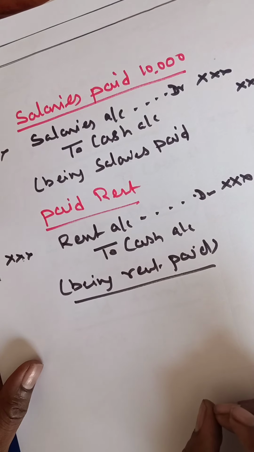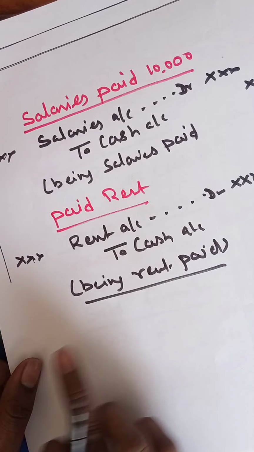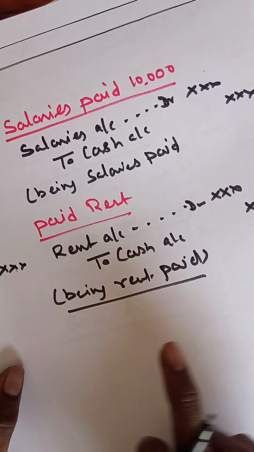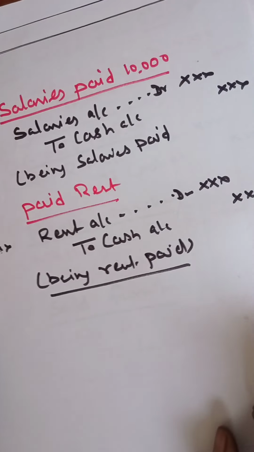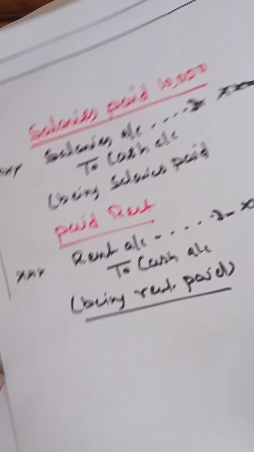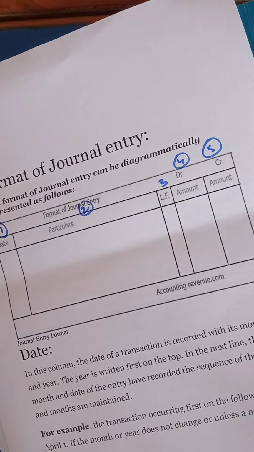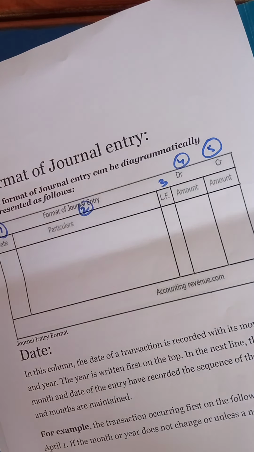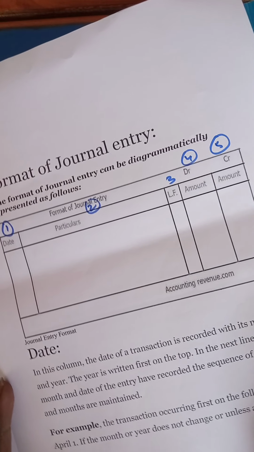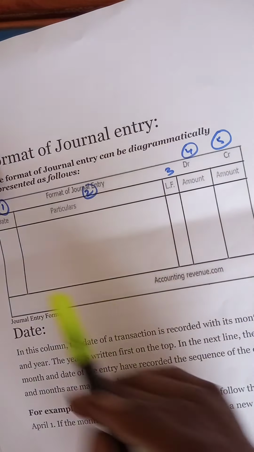While writing journal entries, first we have to write the date, then in the particular column we write the transaction, and in the amount columns we write the debit amount and credit amount. This is the way we have to write our journal entries. In my next video I'll take one problem as an example and I'll explain how to write journal entries with the help of that problem.